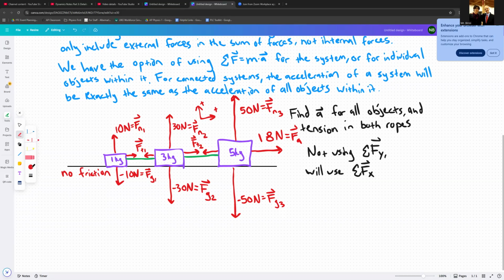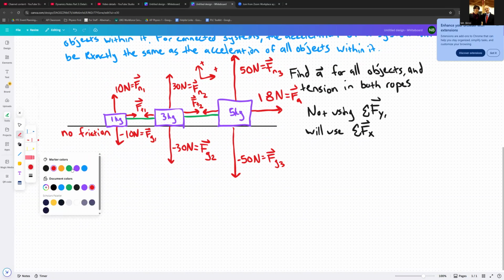Now, we have an option. We could do a horizontal sum of forces for the whole system. We could do it for just the first object, or just the second object, or just the third object. Now, there's a really neat thing here, which is when we're figuring out where to start, what do I choose? Do I choose to do the sum of forces for the whole system, or for individual objects? We're going to start, and I'll explain why, with the entire system.